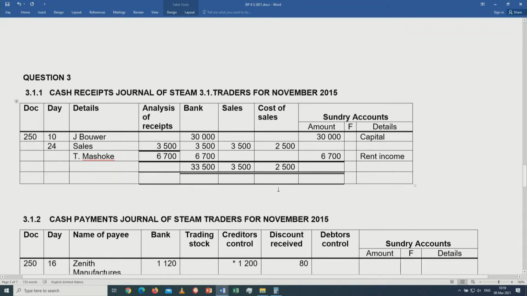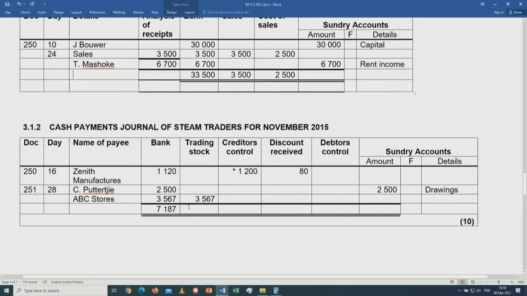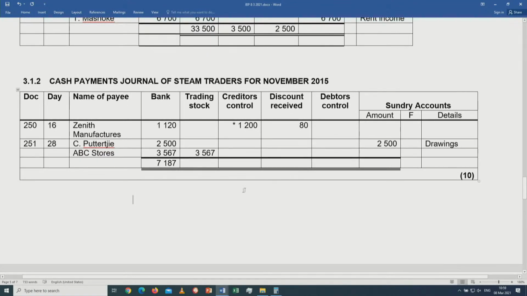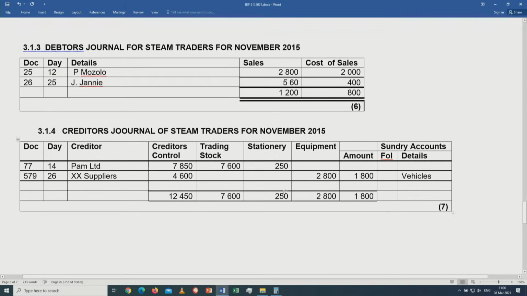Cost of sales, the total is 2,500. The sales is 3,500. The bank is 33,500. Analysis and receipts, there's no need for us to do the totals there. In the same way, here we are going to total the bank because all other columns have one entry. And then let's total here. Cost of sales was 800 and the sales was 1,200.